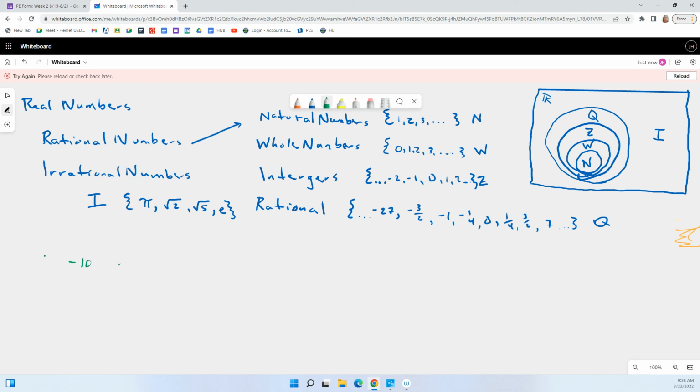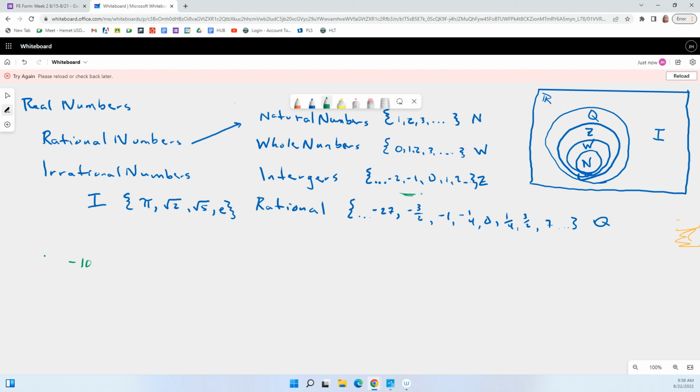Negative 10. If we looked at negative 10, what is the smallest group here that negative 10 would belong to? So we've got the natural numbers, and if you look at the natural numbers, there's no negatives in there, right? So it can't be part of the natural numbers. If we look at the whole numbers, again, the whole numbers start at 0. There aren't any negatives in it, right? So it's not going to be part of the natural numbers, and it's not going to be part of the whole numbers. But if we look at the integers, that's where we start with the negatives.